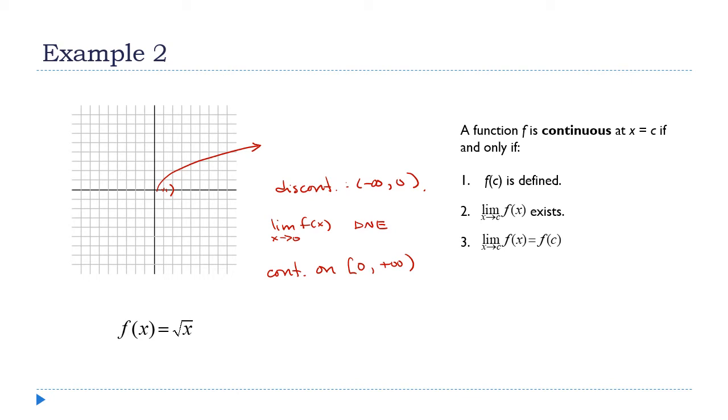Remember, that's why we defined left and right continuity: this function really is well behaved at 0. It's not doing anything bizarre there. So we did want to include this kind of closed interval in our definition of continuity.